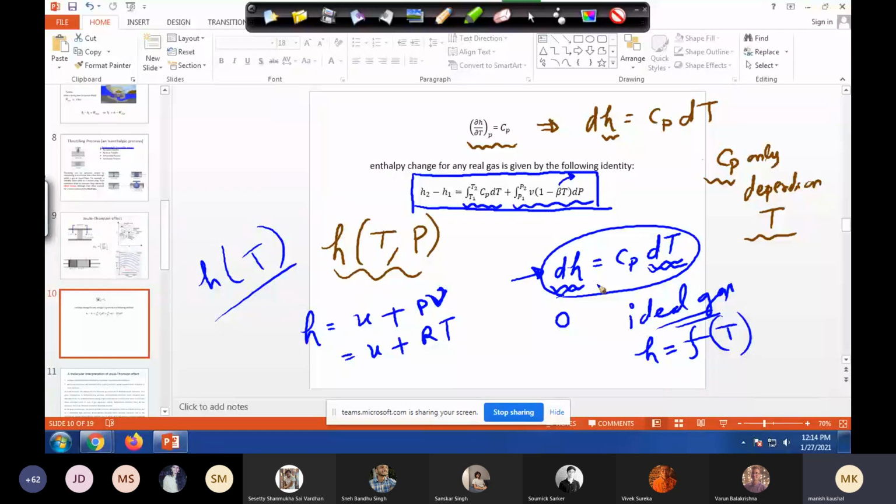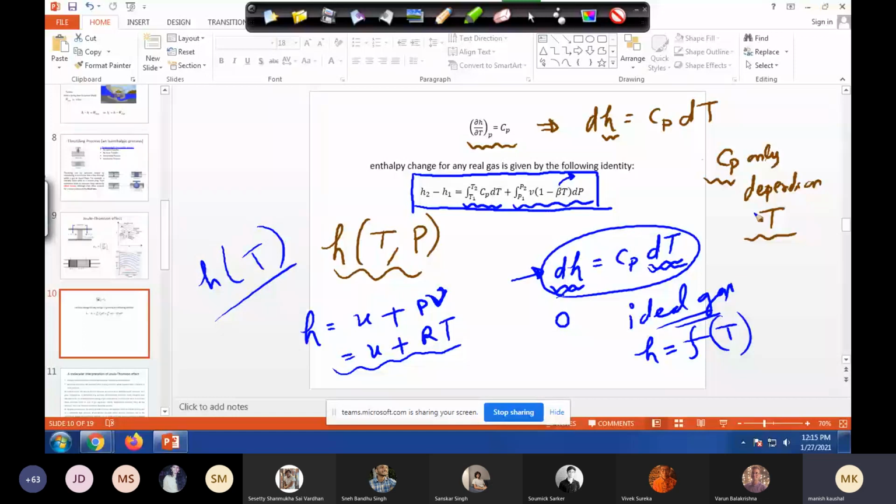And that's why, can anyone guess for a real gas, what does the throttling process mean? Is there any change in temperature? For a real gas, yes, cooling. For an ideal gas, no change. If you take an ideal gas, there is no change in temperature because then H becomes only a function of temperature. It's not a function of pressure.